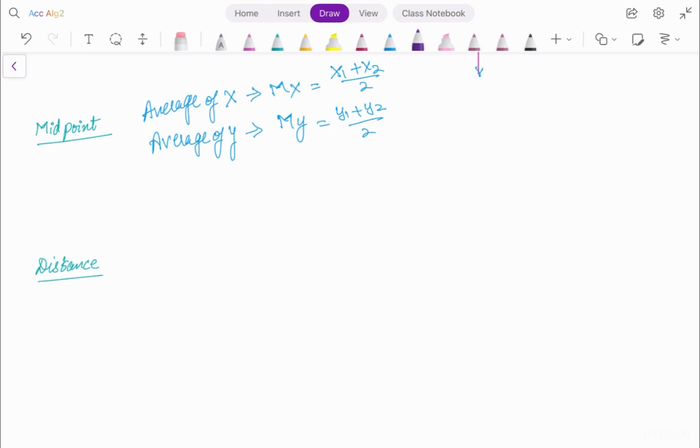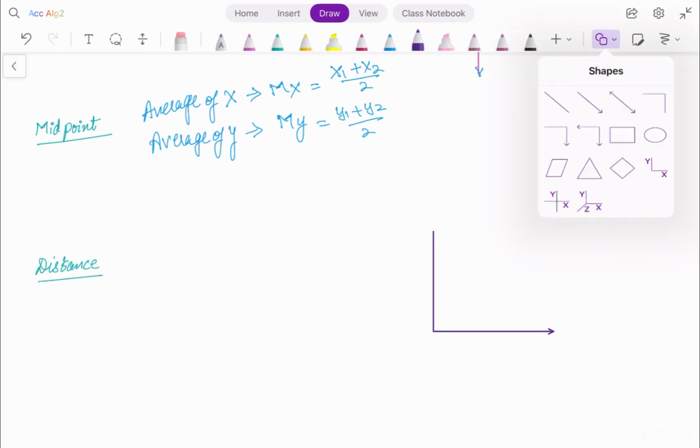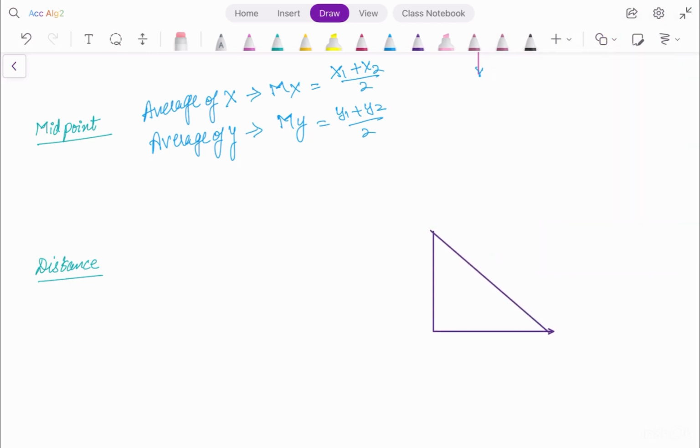Now the other thing is the distance. How do we find the distance of the line if it is given in the coordinate plane, in the x and y axis? For example, let's create a right triangle. In a right triangle, if the lengths are not given, we just have the coordinates x1, y1 and x2, y2.